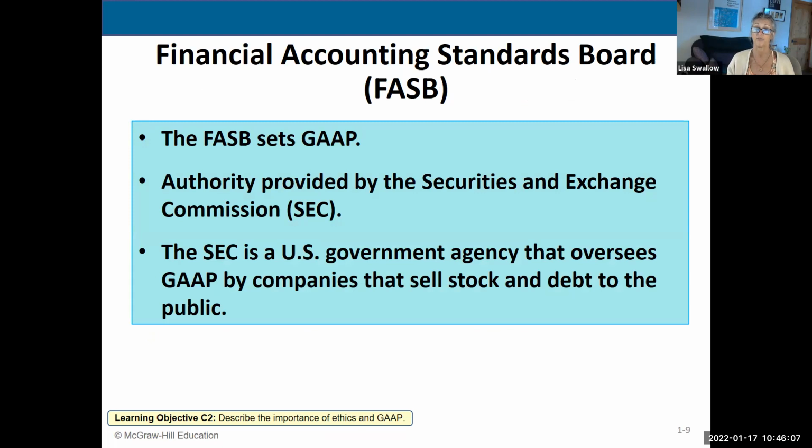They come from FASB, the Financial Accounting Standards Board, which is a group of folks that are appointed by the Securities and Exchange Commission. And the SEC is part of the federal government, and they make sure that any stocks that are traded on the public exchange, like the New York Stock Exchange or the American Exchange, are compliant with this set of rules called GAAP.